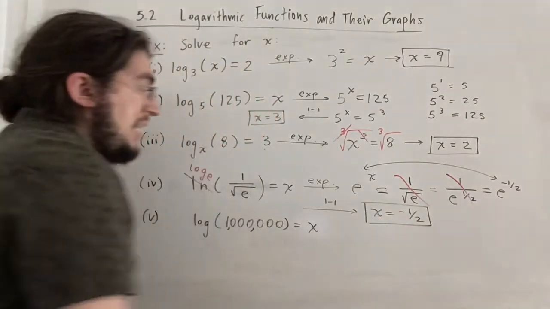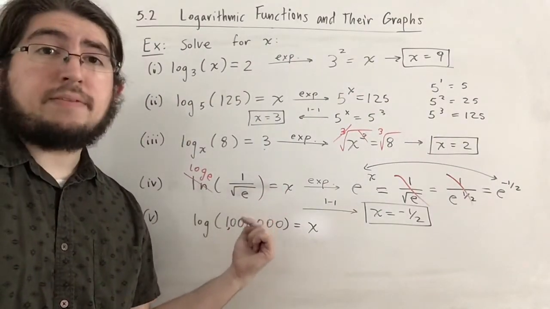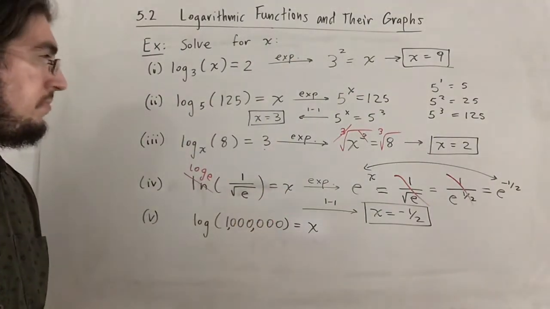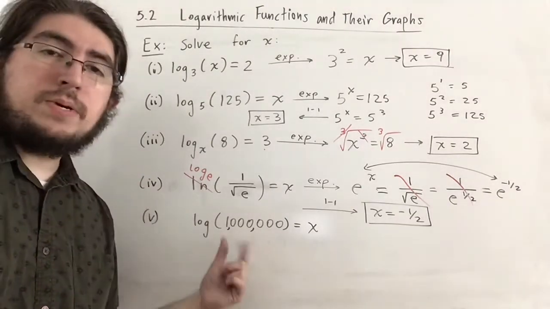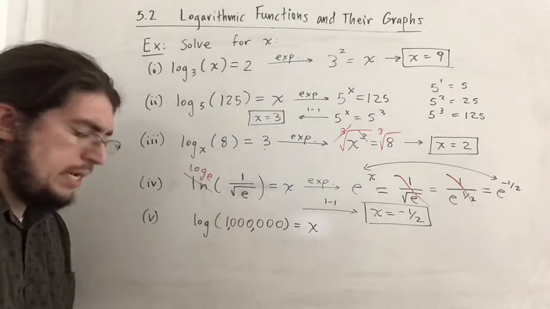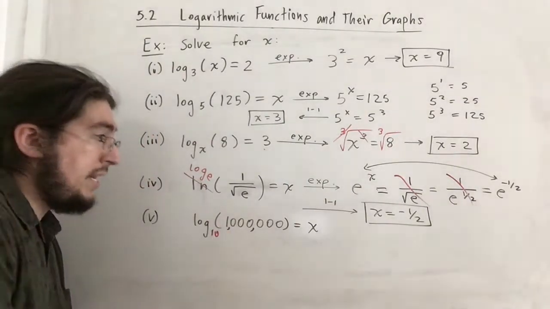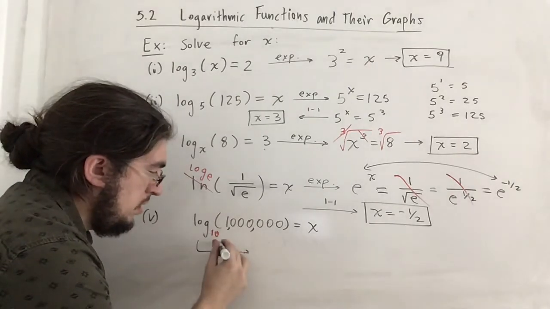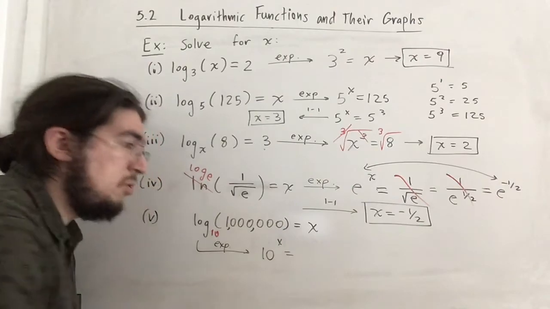And remember, I said the inside of logs cannot be negative. Their outputs can certainly be negative. So this works, actually. Great. Now, this is log of 1 million equals x. What does log mean? Log means log base 10. So writing this in exponential form, the base 10 to the power of x is equal to 1 million.